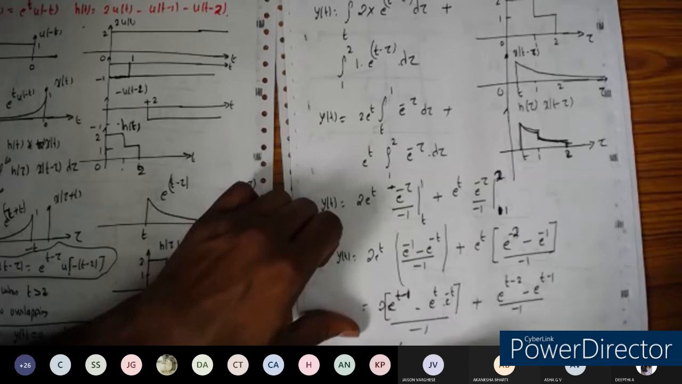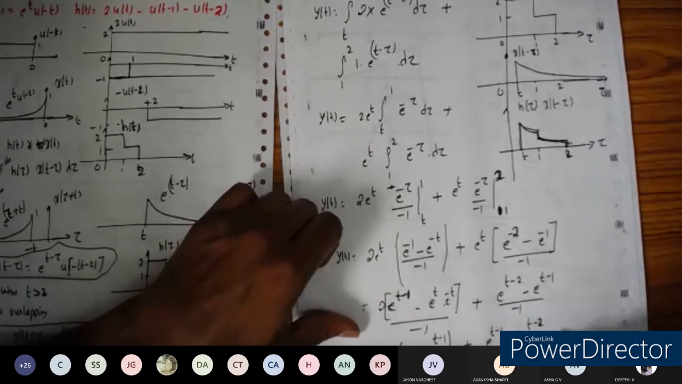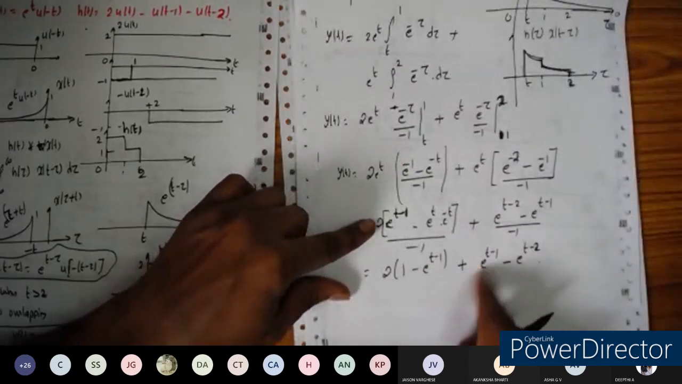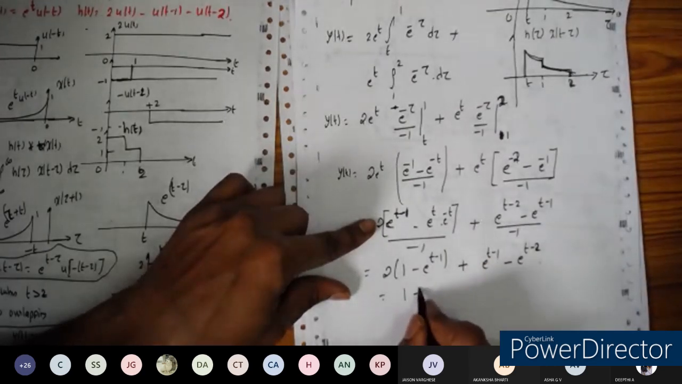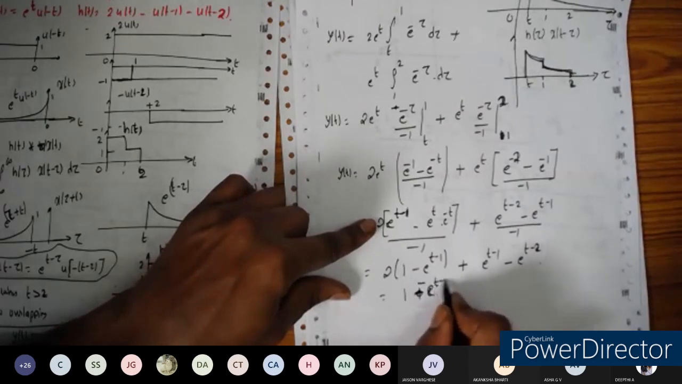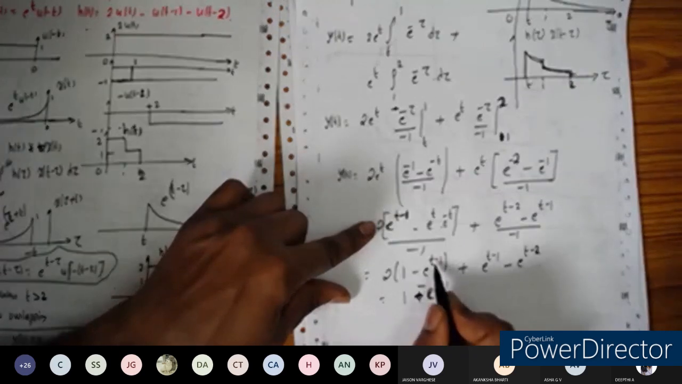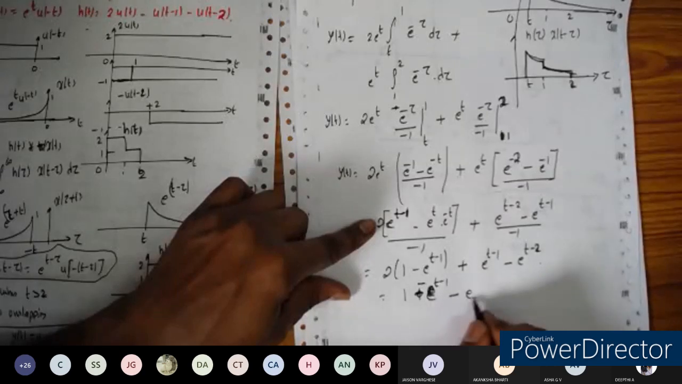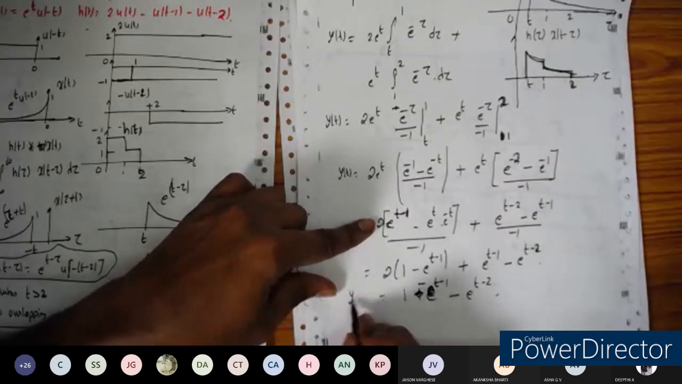So 2 into 1 is 1 minus e to the power of t minus 1. So if I multiply with minus 1, we'll get that one. So plus e to the power of t minus 1 minus e to the power of t minus 2 will get here. E to the power of t minus 2. Okay. So let us simplify. So this is 2. So this is 1 time. So if you take the difference, so we'll get 1 minus e to the power of t minus 1. So 2 into this one is 2 times the e to the power of t minus 1. And 1 time the e to the power of t minus 1 will get cancelled. So it will become 1 e to the power of t minus 1 minus e to the power of t minus 2 will get. So this is y of t.